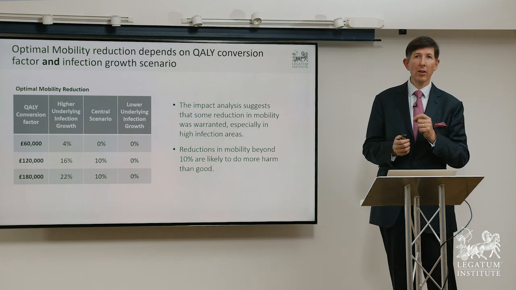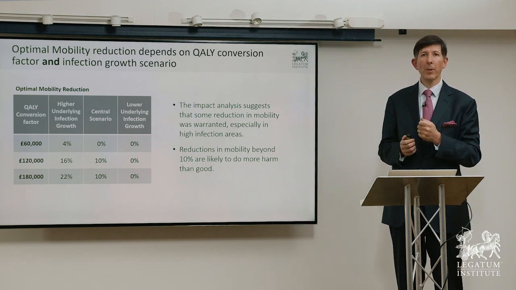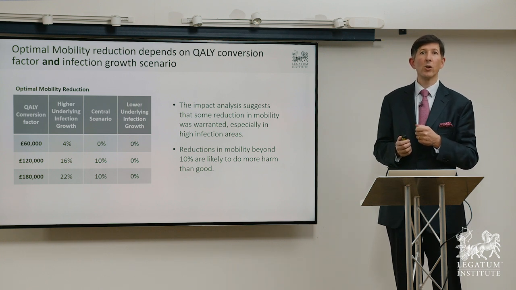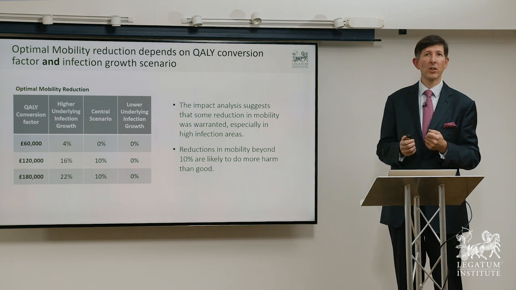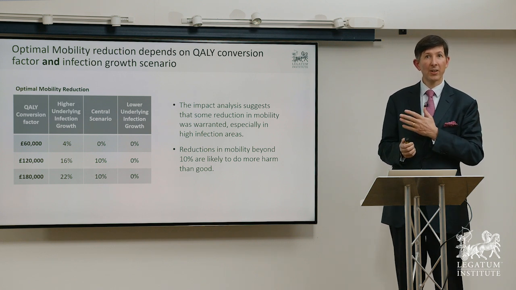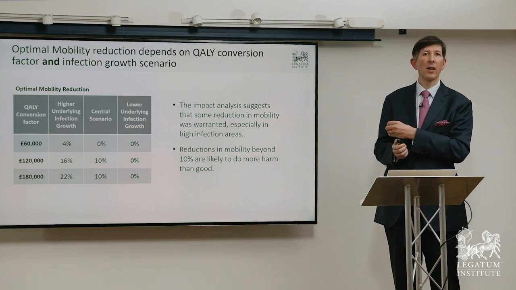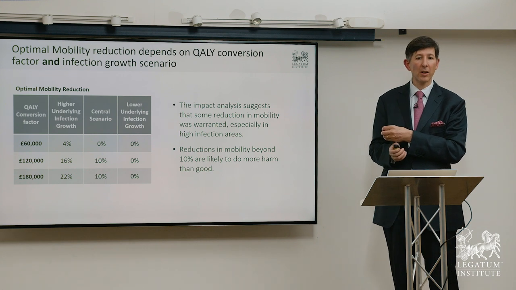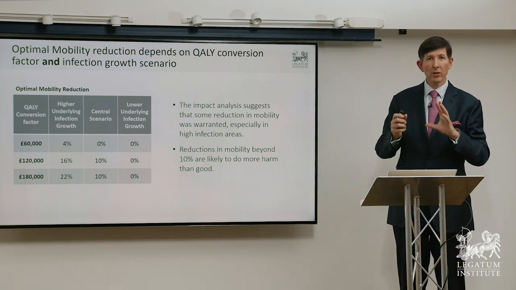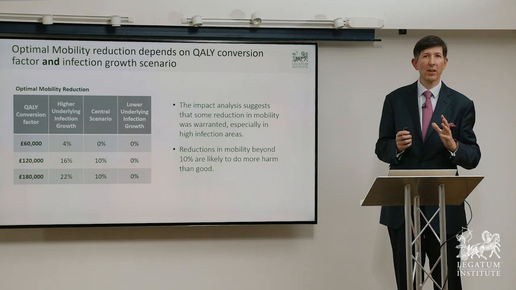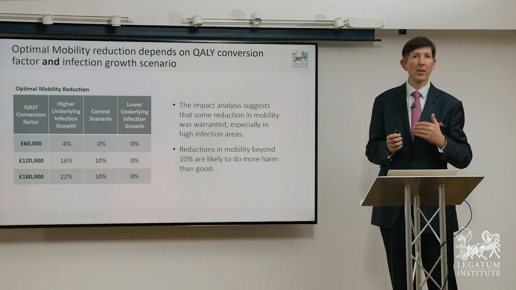And what you see when you look at that is that if you're willing to pay more to extend a life year, and you believe the infection rate is high, you would want to have a fairly significant reduction in mobility. If, on the other hand, you follow the standard Treasury practice, or if your underlying judgment is the infection rate growth is lower, you would have potentially no mobility reduction or a modest amount. And it's that trade-off, that understanding of what are the drivers of the right level of mobility reduction, we think is critical to a good impact assessment.